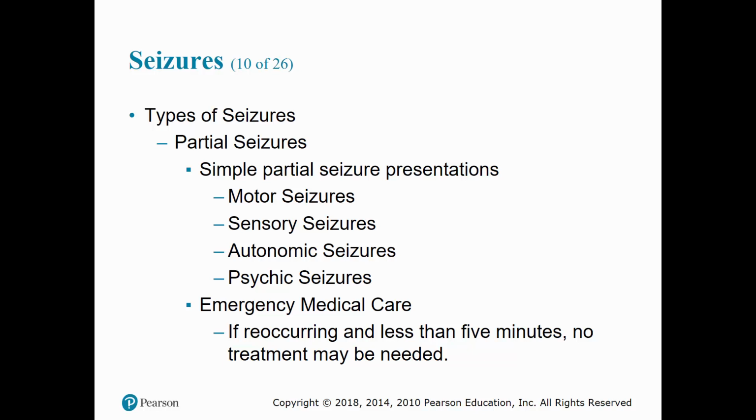Autonomic seizure: there's a change in the autonomic function of the patient's body. These signs and symptoms commonly include strange or unpleasant sensations in the stomach, head, chest, changes in the heart rate, changes in respiratory rate, or goosebumps.